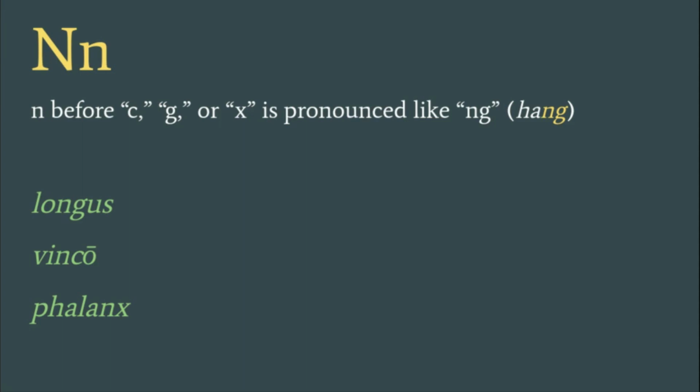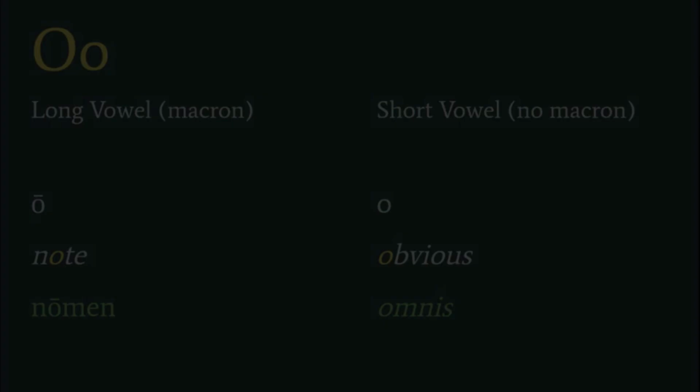So down below in Latin, we have longus, vinco, and phalanx, right? The ng sound in phalanx, right? My pronunciation is probably terrible, but you're getting the idea. It's got that sort of NG-ish quality to it. So you want to think about that. And whenever you see an N followed by one of these letters, think about that pronunciation.